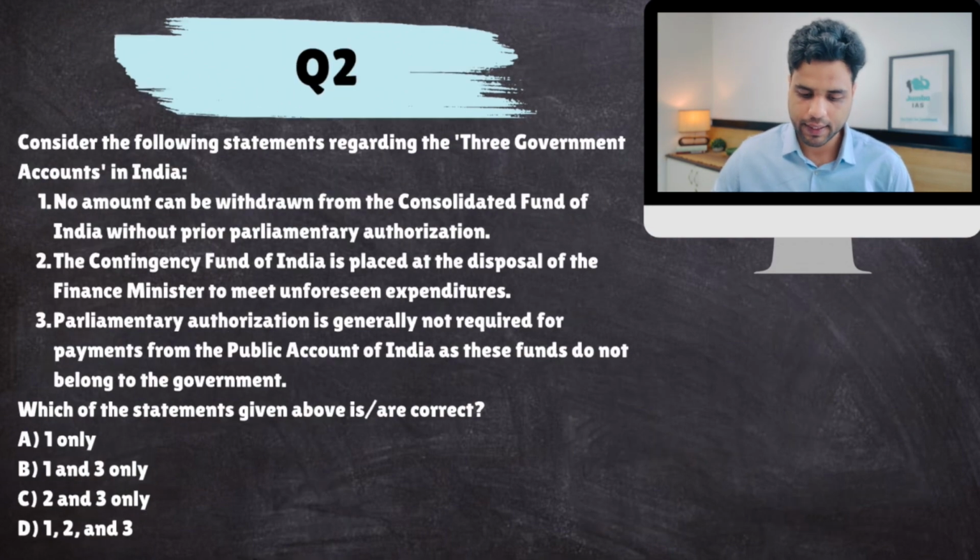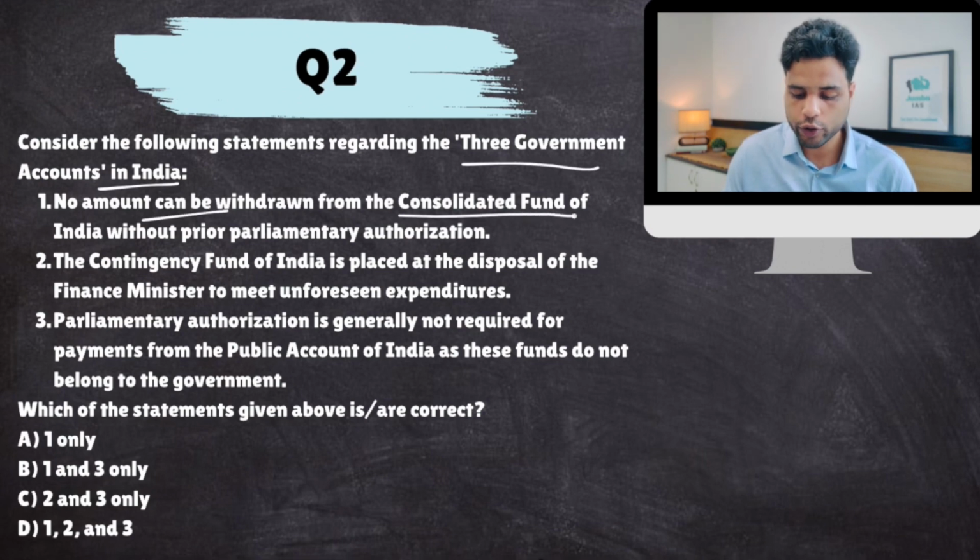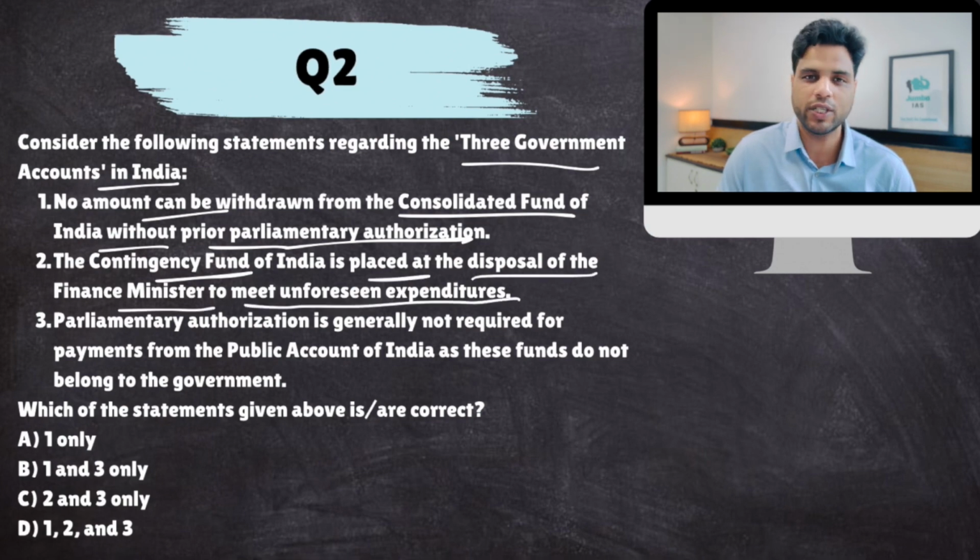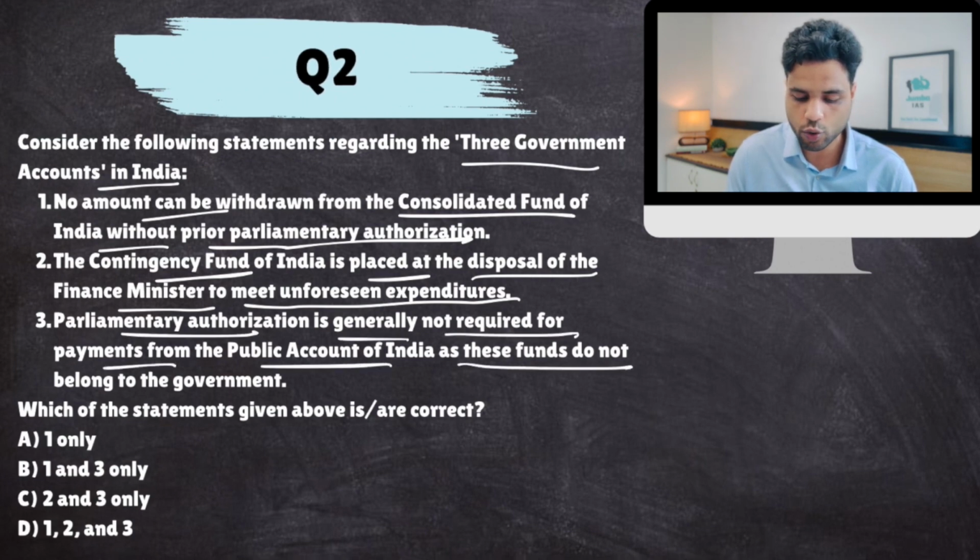Right? Next. Consider the following statements regarding 3 government accounts in India. No amount can be withdrawn from Consolidated Fund of India without prior parliamentary authorization. The Contingency Fund of India is placed at the disposal of Finance Minister to meet unforeseen expenditure. Parliamentary authorization is generally not required for payments from Public Account of India, as these funds do not belong to the government. So there are 3 funds at the disposal of the government which are governed by Article 266 and 267.